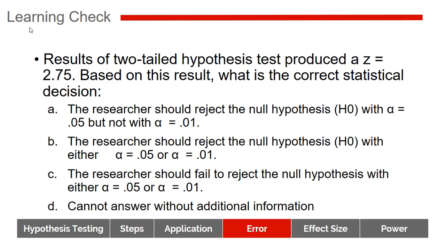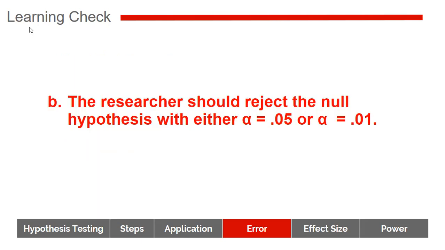For B, the researcher should reject the null hypothesis with either 0.05 or 0.01. So let's think about that. Again, alpha at 0.05 is plus or minus 1.96, and alpha at 0.01 is plus or minus 2.58, and we have 2.75, which is more extreme than either of those. So that is the case that the researcher would reject the null hypothesis with either of those. So the researcher would reject with either alpha of 0.05 or alpha of 0.01.